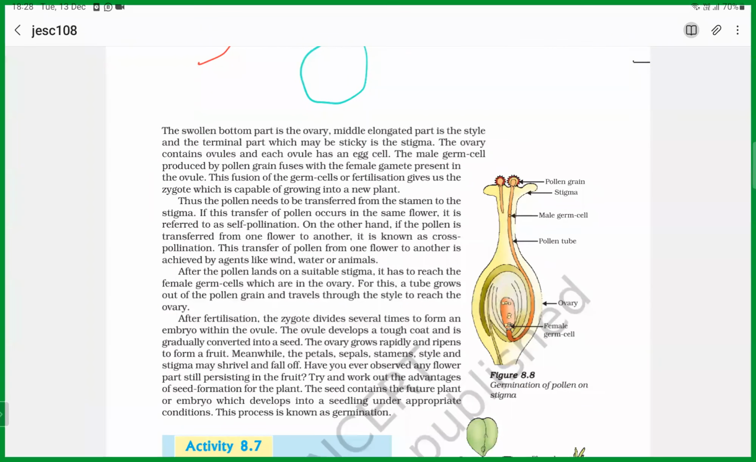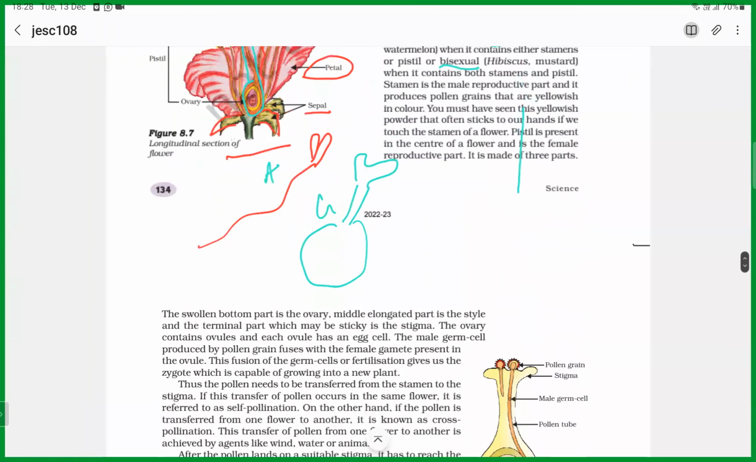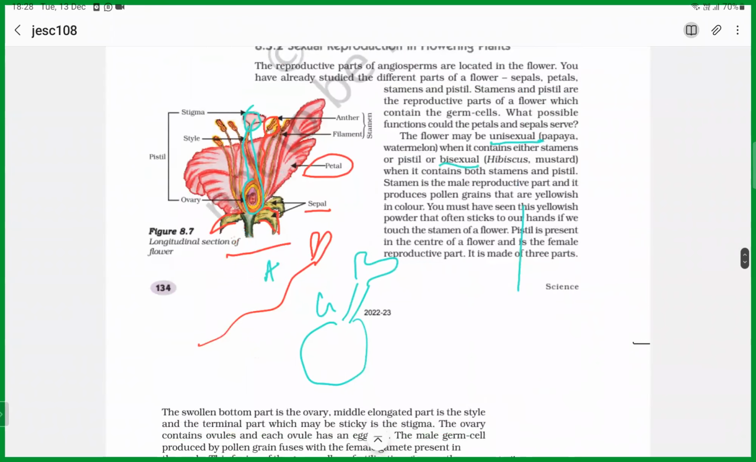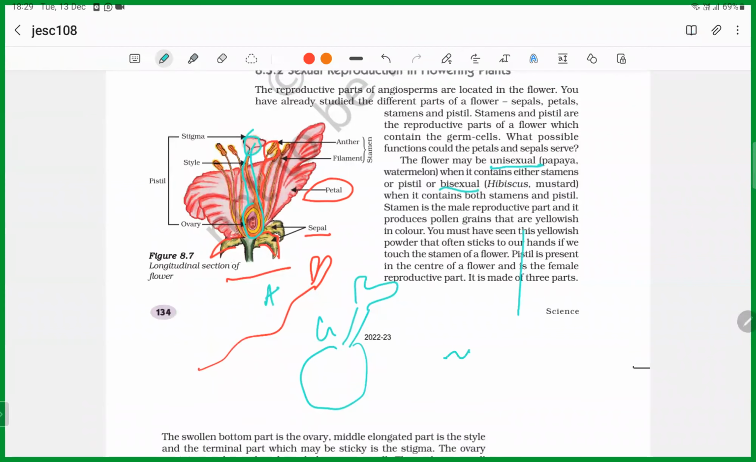Next, what is the role of androecium here? What is the function of androecium? It produces pollen grain, the male gametophyte. What is the function of gynoecium? It produces the ovum, here we call it the ovule.